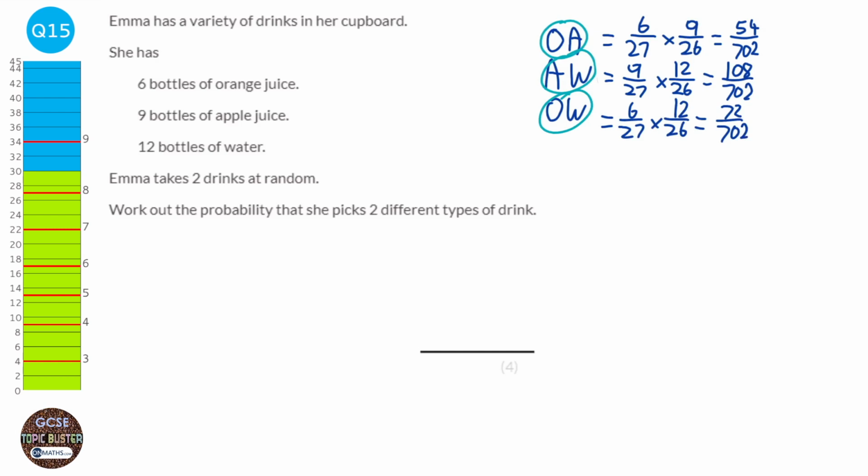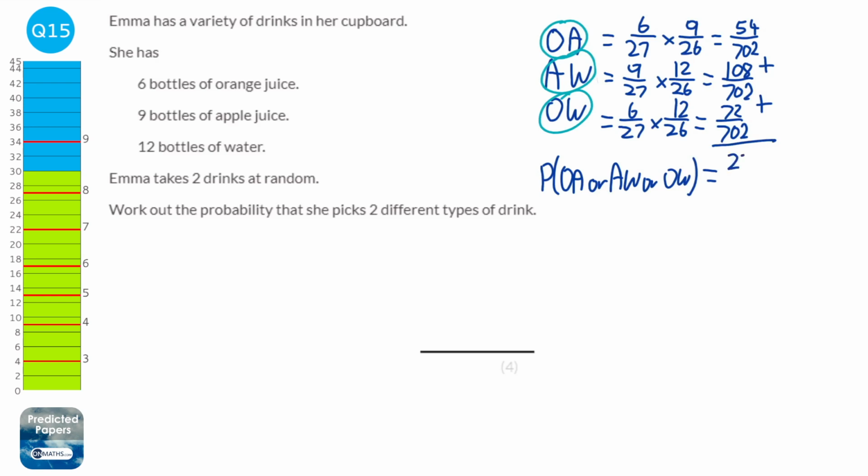Now we're looking at the probability of this or this or this, and the word or means add. So the probability of (OA or AW or OW) is these added together, and when you add them together you get 234 over 702.